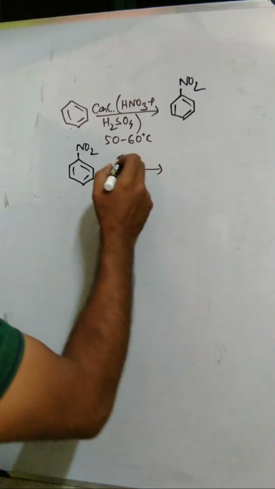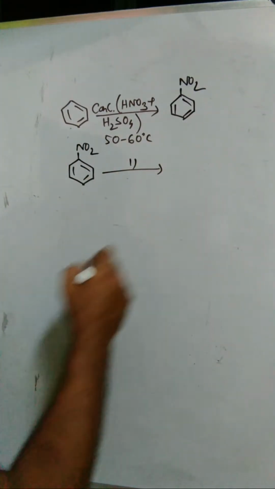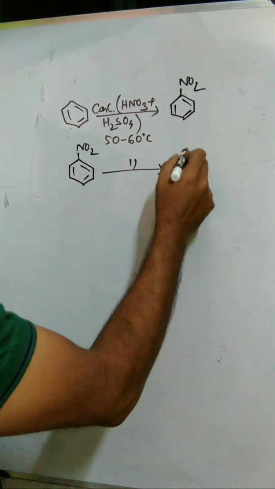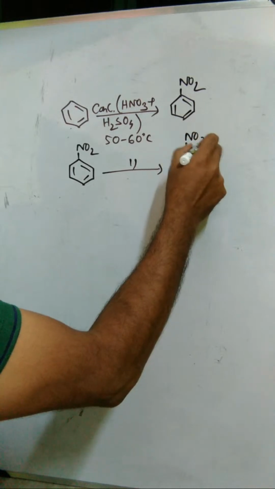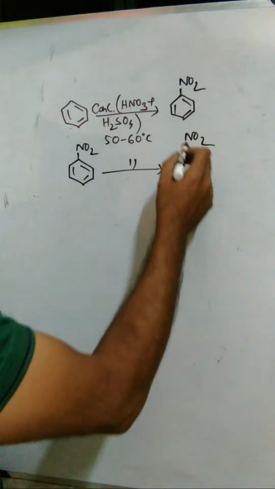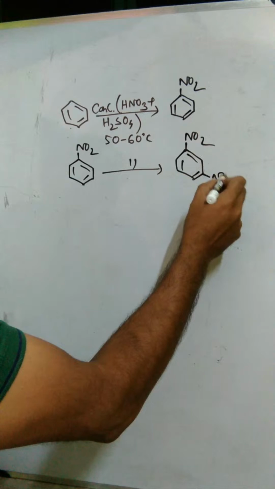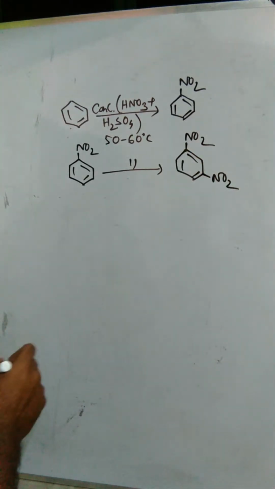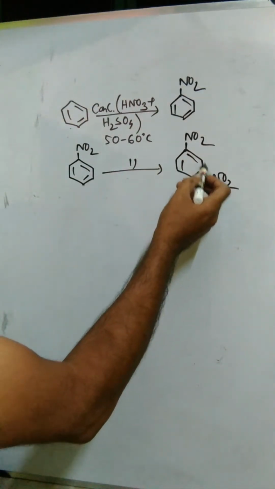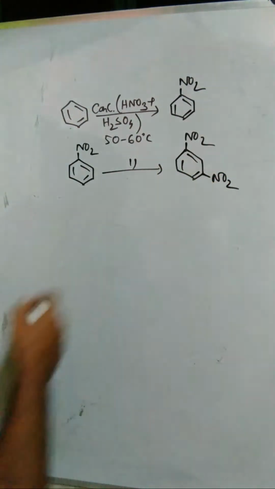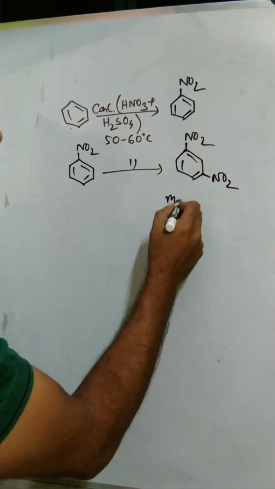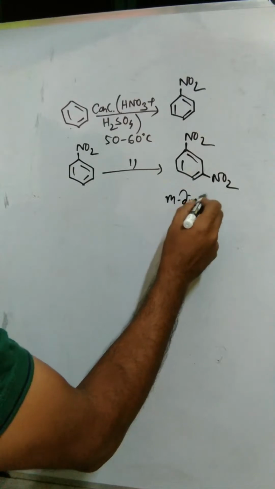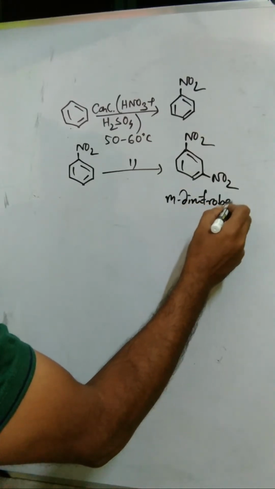Then what happens? The same reagents are given here, and in the product the NO2 is already present there, and the other nitronium ion comes in the meta position with respect to the NO2 substituent. So this position is called meta, this one is ortho, and this one is para. So here the compound formed is meta dinitrobenzene.